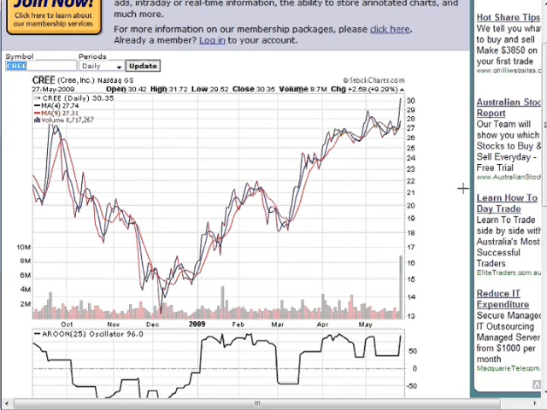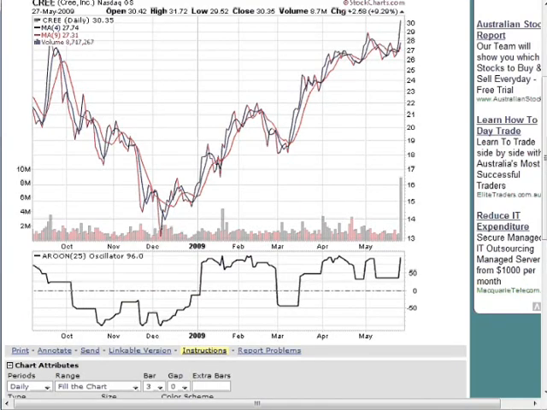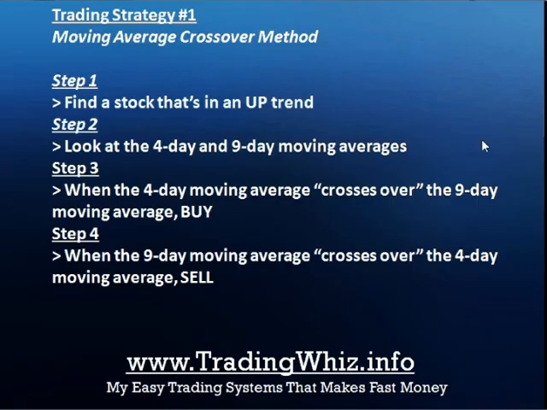So yeah, we're running out of time on this video, but let's just flip back to the important thing. You've got to practice this, but it is as simple as finding stocks in an uptrend, activating the 4 and 9 day moving averages and looking where these lines cross. Where the faster average crosses the slower one, it's a buy signal, and where the opposite occurs, it's a sell signal. And that's the moving average crossover method. It's as simple as that.